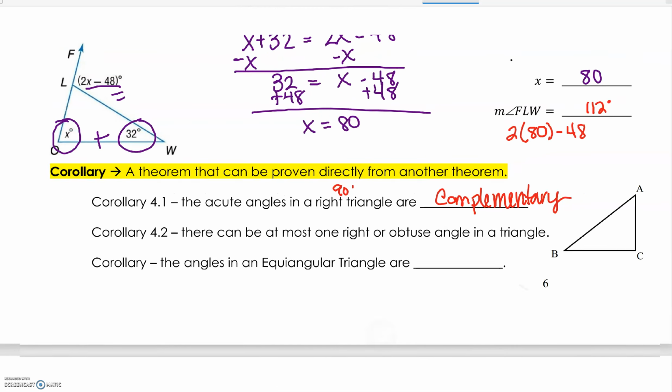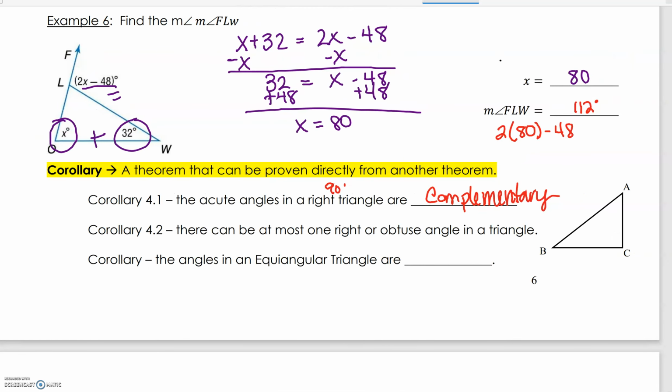And then there can only be at most one right or obtuse angle in a triangle because, again, your sum is 180, and if you use one obtuse, there's no way to have another obtuse. And again, you can only have one that's 90 because if you made another one 90, that's only 2 angles, and a triangle has 3. And angles in an equiangular triangle, if they're all equal, we know 180 divided by 3 equally, they all have to be 60 degrees.